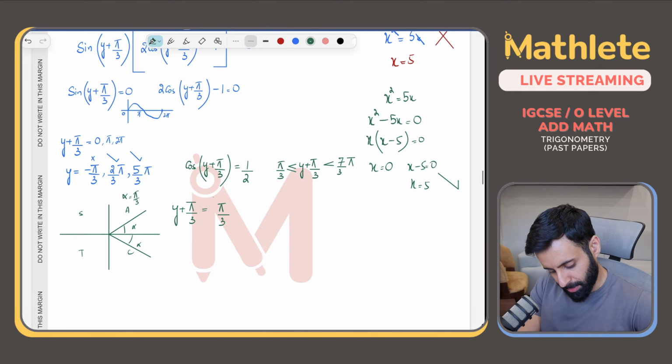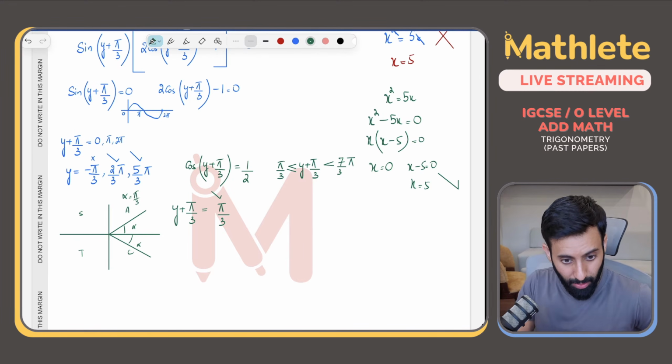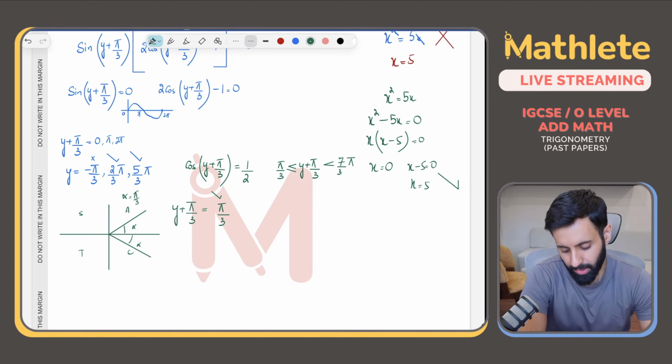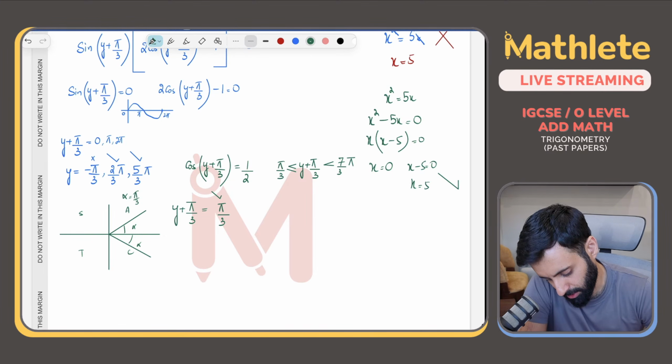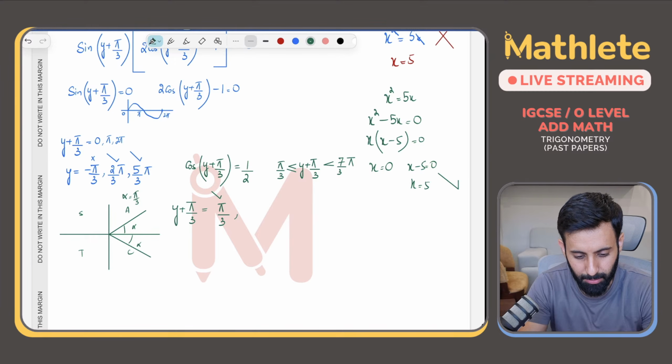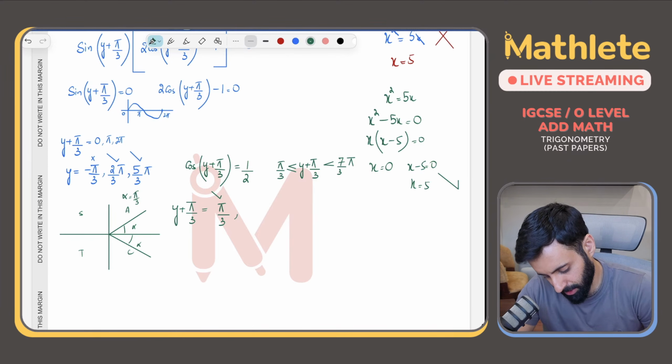So will we consider pi upon 3? Yes, we will. Why? Because the range is greater than or equal to pi upon 3, so pi upon 3 is included. Then what about the next one? We're going to do 2 pi minus pi upon 3, which is equal to 5 upon 3 pi. We will still consider that because 5 upon 3 is definitely smaller than 7 upon 3. Okay, so we are going to consider this.